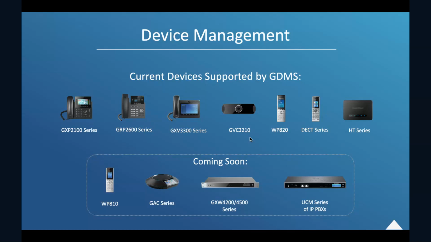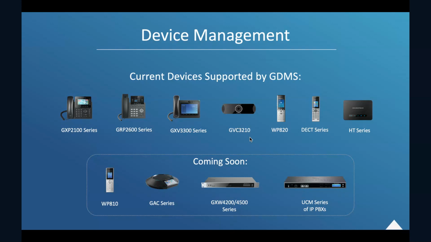So the current devices supported by GDMS are our GXP 2100 series, the GRP 2600 series, our GXV series of Android phones, the GVC 3210 video conferencing end device, the WP820 Wi-Fi cordless phone, our DECT series of phones, and then also our HT series of analog ATAs.